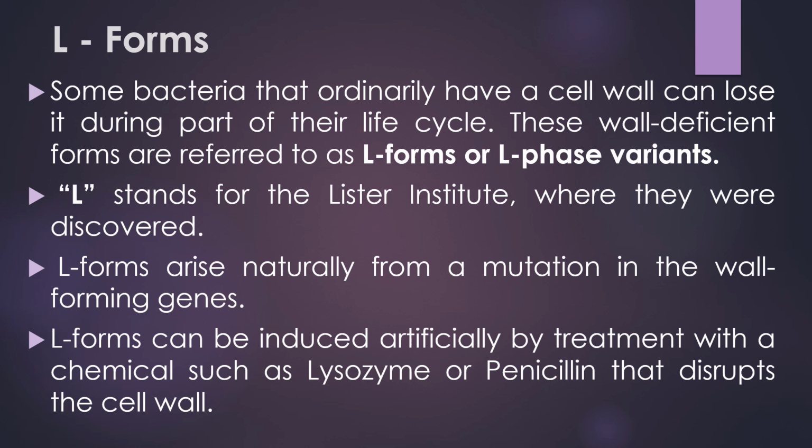Next one is the L forms. Some bacteria that ordinarily have a cell wall can lose it during their life cycle. These wall deficient forms are referred to as the L forms or L phase variants. Here the L stands for the Lister Institute, where they were discovered. The L forms arise naturally from mutation in the cell wall forming genes, and artificially the L forms arise with the help of chemicals like the enzyme lysozyme or the antibiotic penicillin, which can disturb the cell wall.